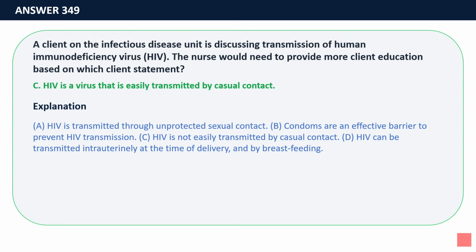Answer: C. HIV is a virus that is easily transmitted by casual contact. Explanation: A. HIV is transmitted through unprotected sexual contact. B. Condoms are an effective barrier to prevent HIV transmission. C. HIV is not easily transmitted by casual contact. D. HIV can be transmitted intrauterine, at the time of delivery, and by breastfeeding.